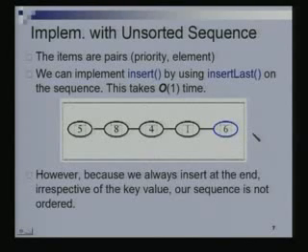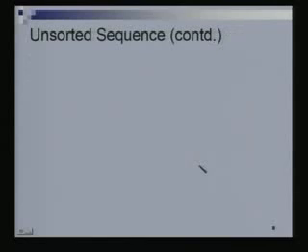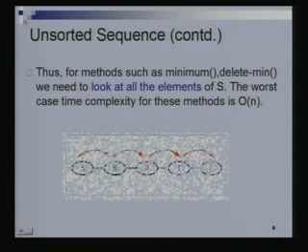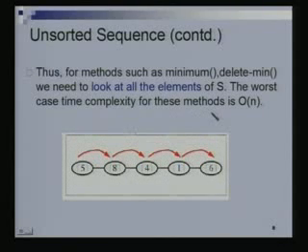But if we always insert at the end irrespective of the value of the priority, then our sequence is not ordered anymore. And since it is not ordered according to the priorities, we are going to have problems when we are trying to find the minimum or when we are trying to delete the minimum element, the element with the minimum priority from this collection. In that case, we will have to look at all the elements of this sequence. So, for instance, if I have to find the minimum, then I would have to start right from here and traverse the sequence till I reach the element with the minimum priority, which is, let us say, a 1 here.